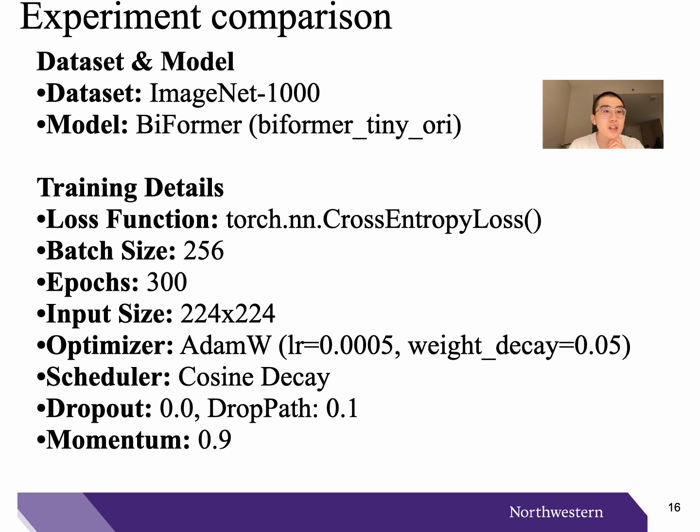Here is some basic information, like the dataset is ImageNet 100, 1000, and the loss function, the batch size, the approach, the input size, and others.